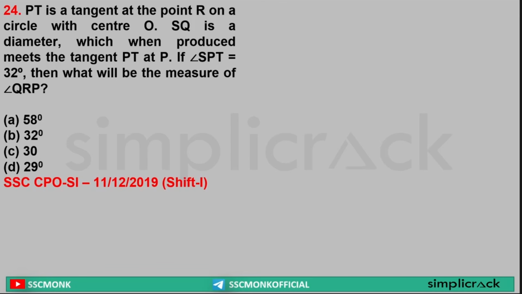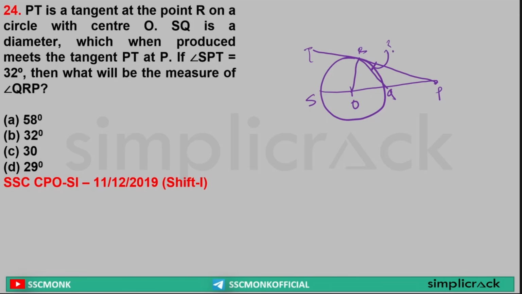Now see, we need to draw it. Sir, this is the circle. This is the point P. SQ is the diameter extended to touch P. This is the tangent PT touching at R. This is S, this is Q, this is O, this is R. It is asking about the angle QRP. This is the angle it has asked, right? This angle is given 32 degree. Now sir, I know that the tangent and the radius make a 90 degree angle, right?